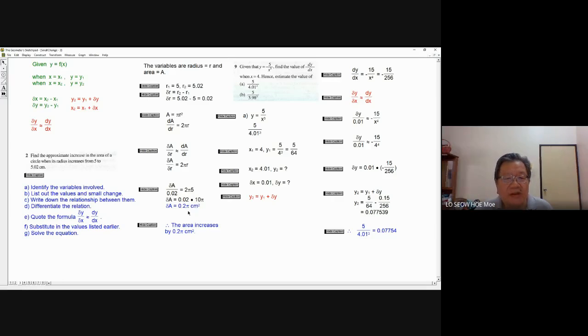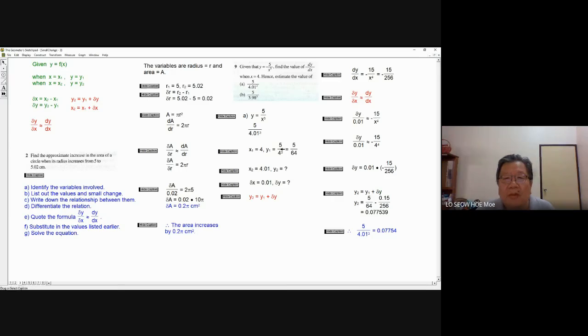After you have found the small change, you see whether it's positive or negative. If positive, then you say increase. If delta A is negative, then you say decrease. By how much? If you don't write this, you miss out 1 mark. If you just leave the answer like this, you miss out 1 mark, because you didn't say increase or decrease.